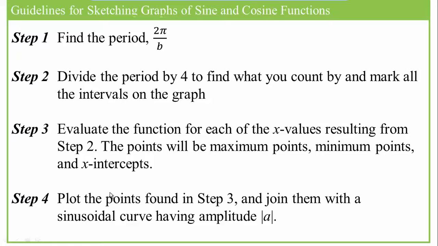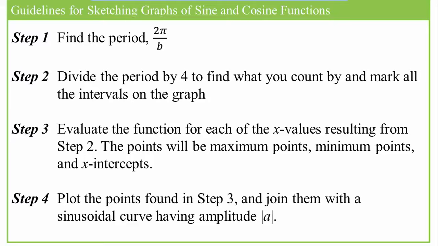To graph this by hand, when we have the sine and cosine function, we need to find the amplitude and period. Remember, the period is 2 pi over b, so we need to figure out what that distance is. We're going to take that period and divide it into fourths, and that's what we're going to count by, because there are 4 sections that correspond to the 4 quadrants on the coordinate graph.